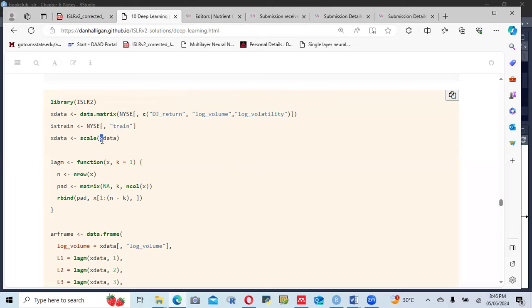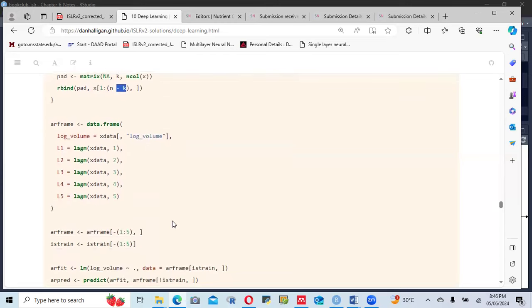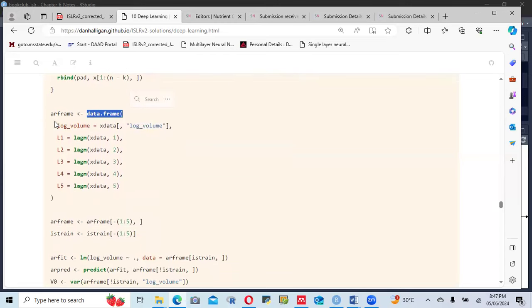For the X data, we scale all the X data down, where we have a mean of zero and standard deviation of one. So we have lagM, which is a function of x where k is equal to one, and the number of rows of x. Then we have the matrix. So we have the row bind of the previous part, then x, where we have 1 to n minus k. Then here we have the arframe. We have data.frame, so we specify the log of the volume. So L1, which is the lag of M, where xdata is one. Then L5, which is going to be this. So arframe, which is going to be the opposite of one column.